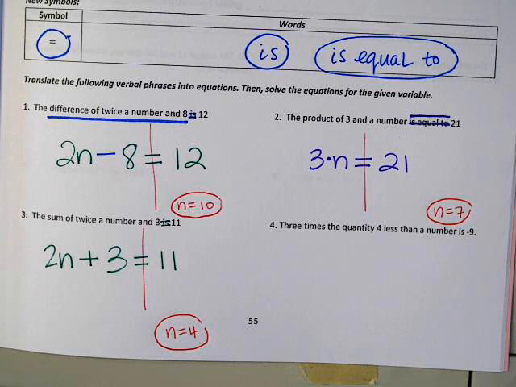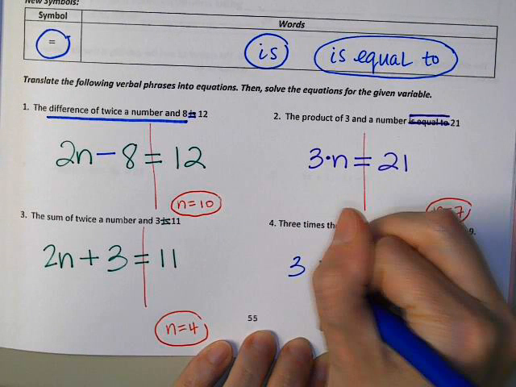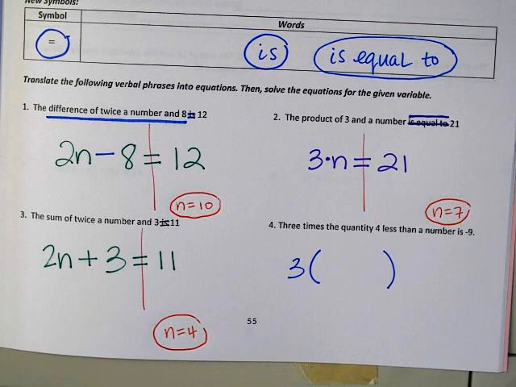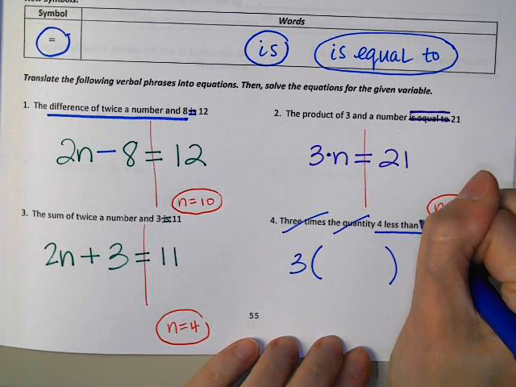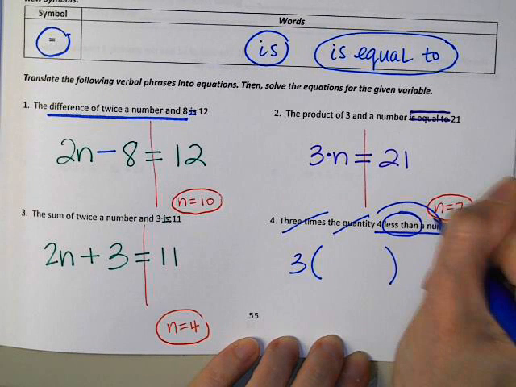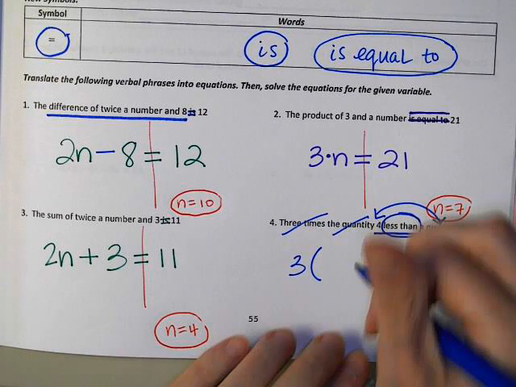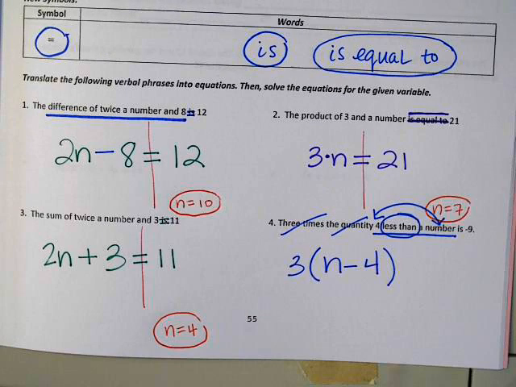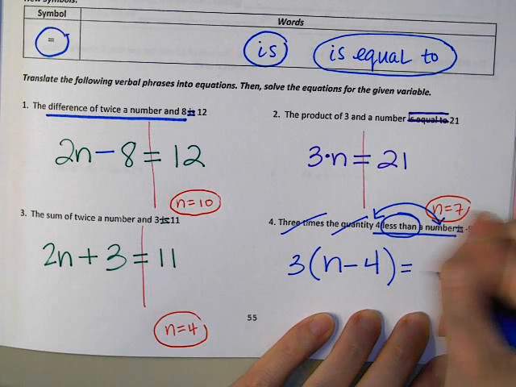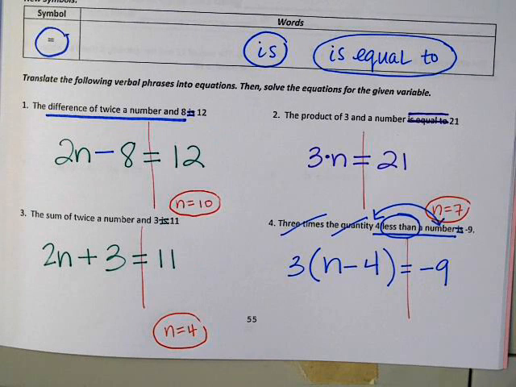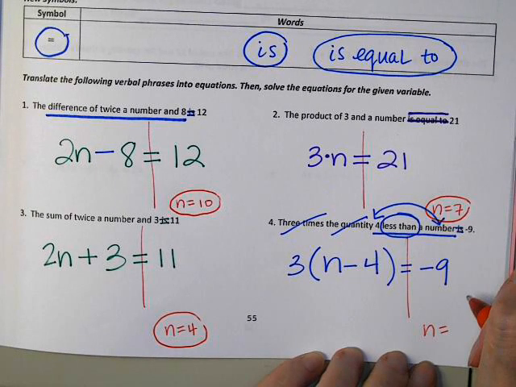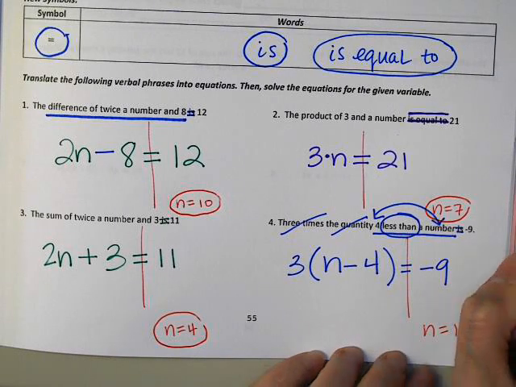And then last one, 3 times the quantity. Remember, that's a parenthesis. In the parenthesis, 4 less than a number. Now remember, whenever it says less than, that's when you switch the order. 4 less than a number is actually n minus 4, not 4 minus n. And then is the equal sign, negative 9. And again, I will let you guys solve this by drawing the wall. If you solve it, you end up getting 1. But I'll let you do that.